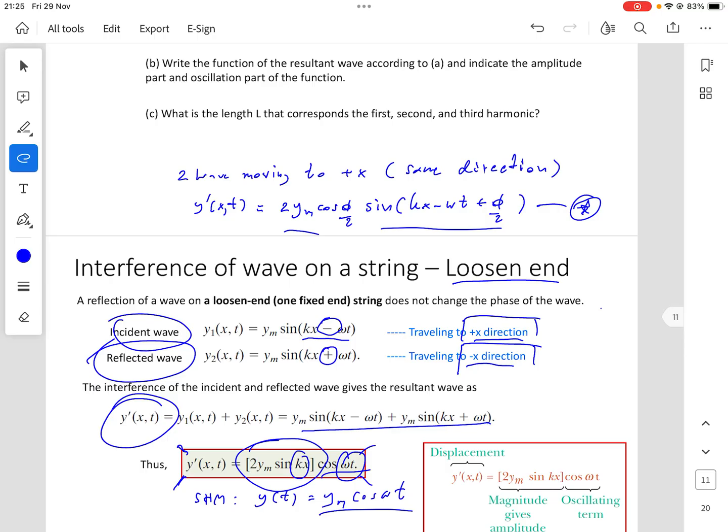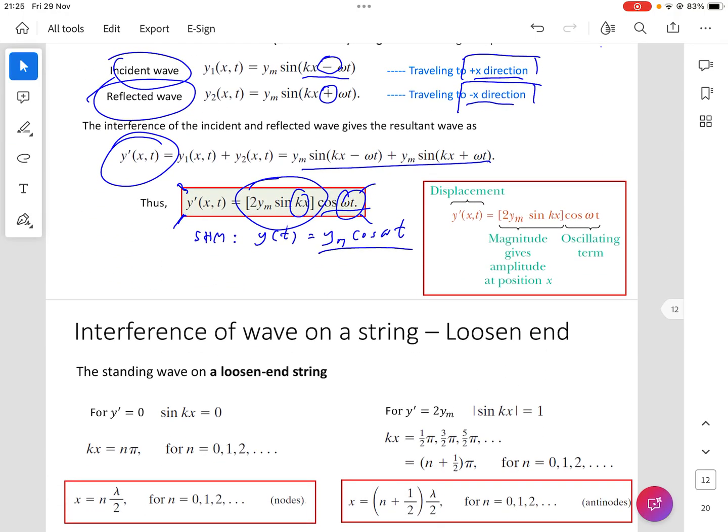When you consider a particle on the string at position x, this becomes the amplitude of the simple harmonic motion. What I mean to say is that what you get from the combination of these waves is a series of simple harmonic motions. So you have, for example, something like this.